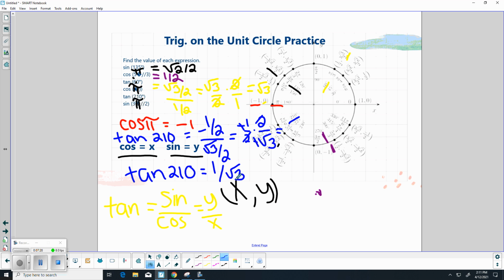We're running out of room. Okay, so sine is the last one. Sine 3 pi over 2. We look at our y value, and it's going to equal negative 1. That's how you do it.